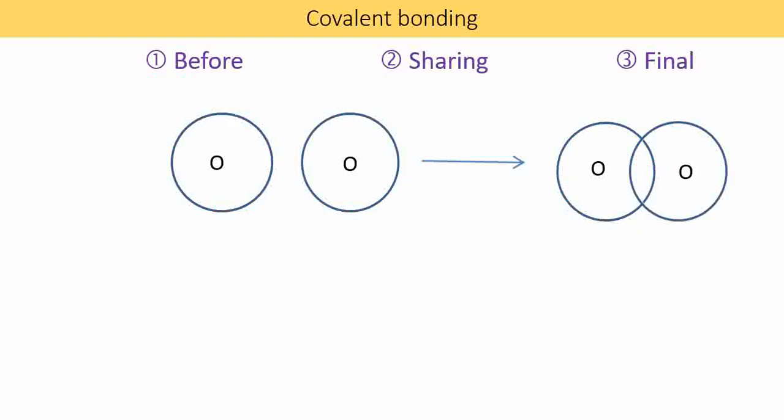Okay, let's look at another one, oxygen and oxygen. Now, oxygen has an atomic number of 8, which means it's found in group 6, which makes it 2, 6, and this also is 2, 6. So if you think about it straight away, oxygen needs 2 more electrons to be stable. Now, if oxygen needs 2 electrons to be stable, they decide, hey, let's come together, let's overlap, and let's share. So you're going to take 2 from one oxygen, 2 from another one.